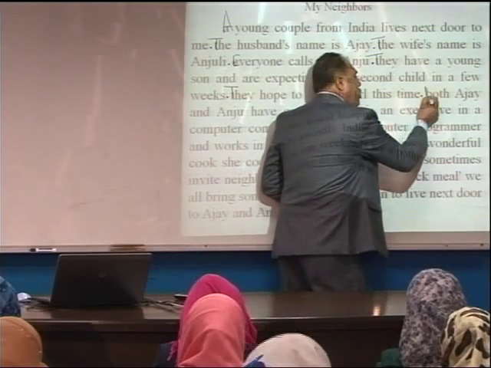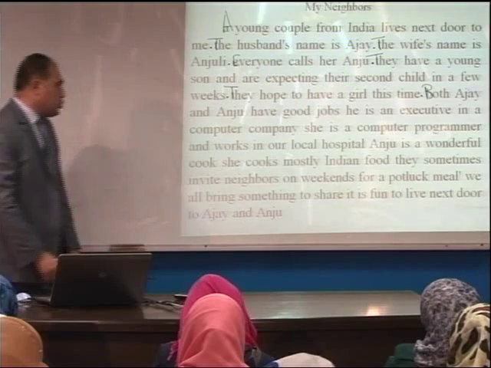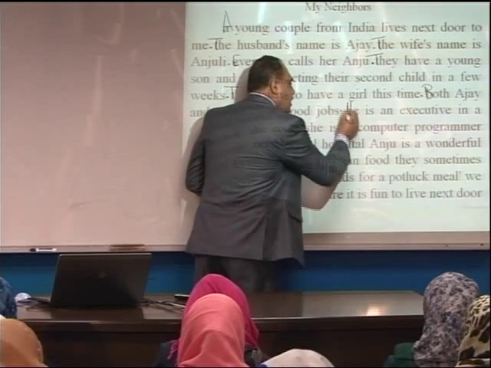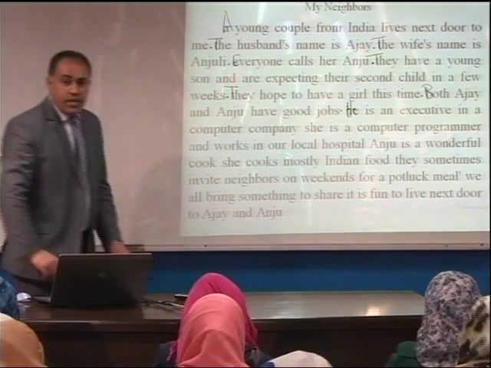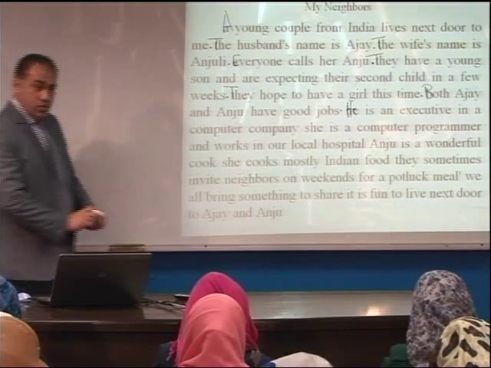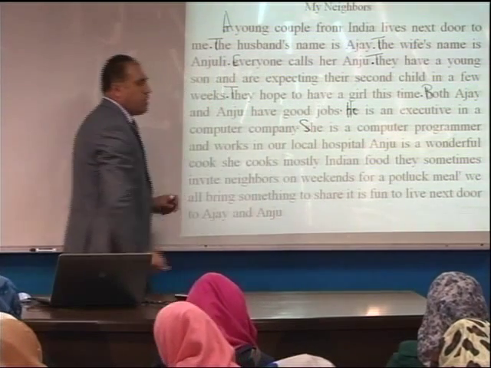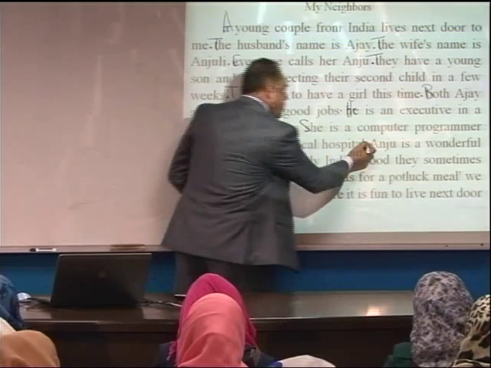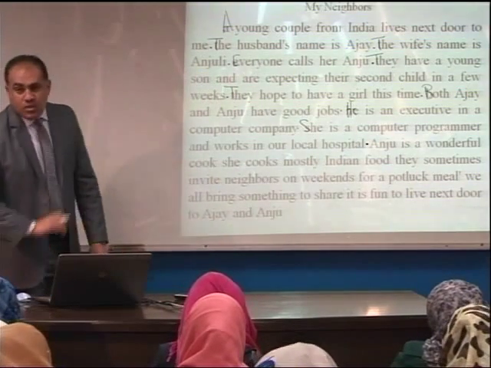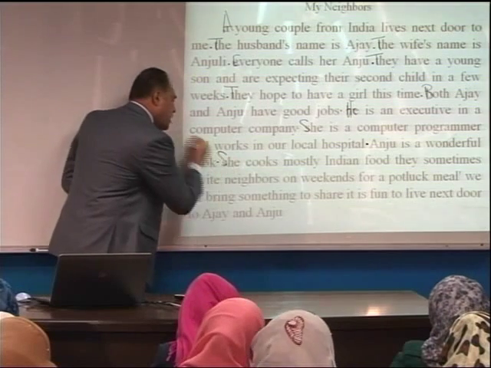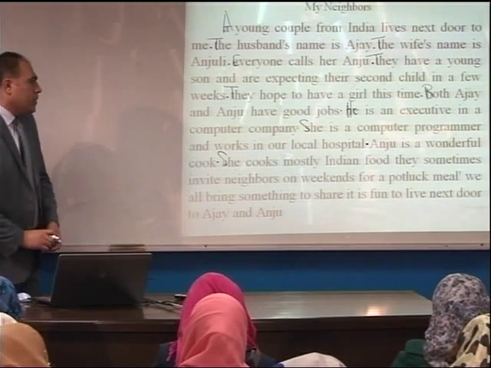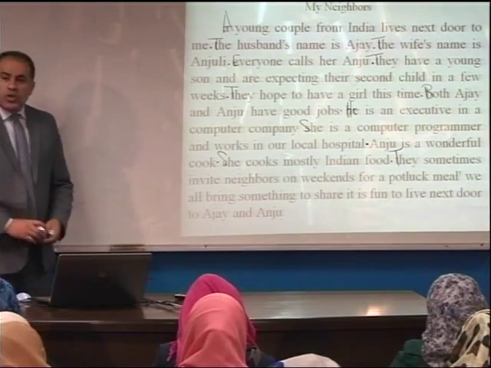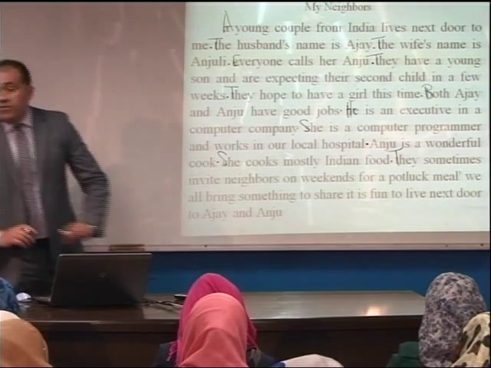Both Ajay and Anju have good jobs. Full stop. He is an executive in a computer company. Full stop. She is a computer programmer and works in our local hospital. Full stop. And Anju is a wonderful cook. Alright, very nice. She cooks mostly Indian food. Full stop.